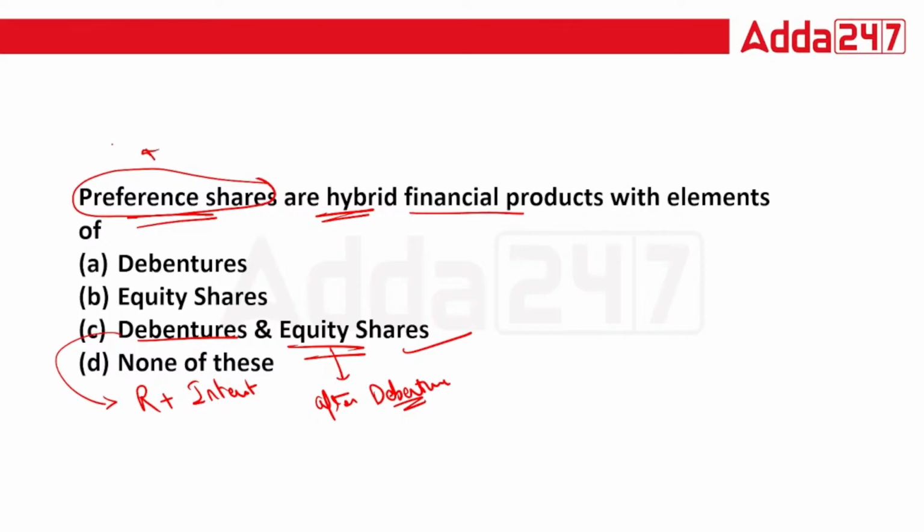Preference shares get a fixed dividend, but are you going to pay them first? No, they will be paid after debentures. So because of that, you can see they are holding both combinations.